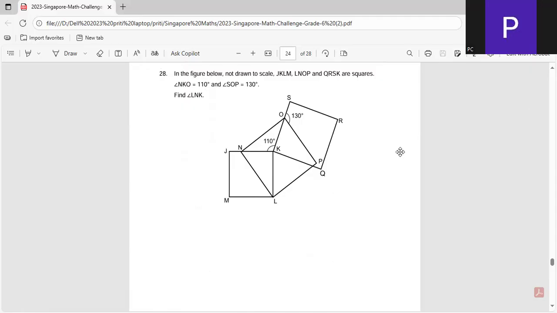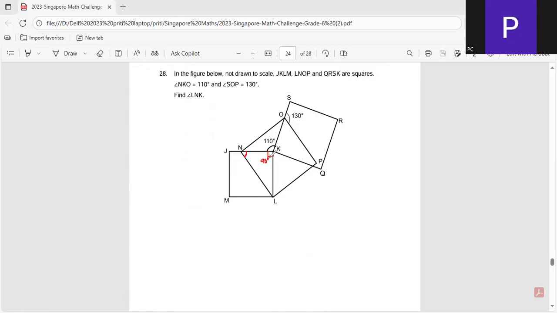Question 28. In the figure below, not drawn to scale, JK, LM, LN, OP, QR, and SK are squares. Angle NKO is 110 degrees. SOP is 130 degrees. Find angle LNK. So LNK, I have to find this angle. Now, since they are all squares, this is already 90 degrees. Correct?